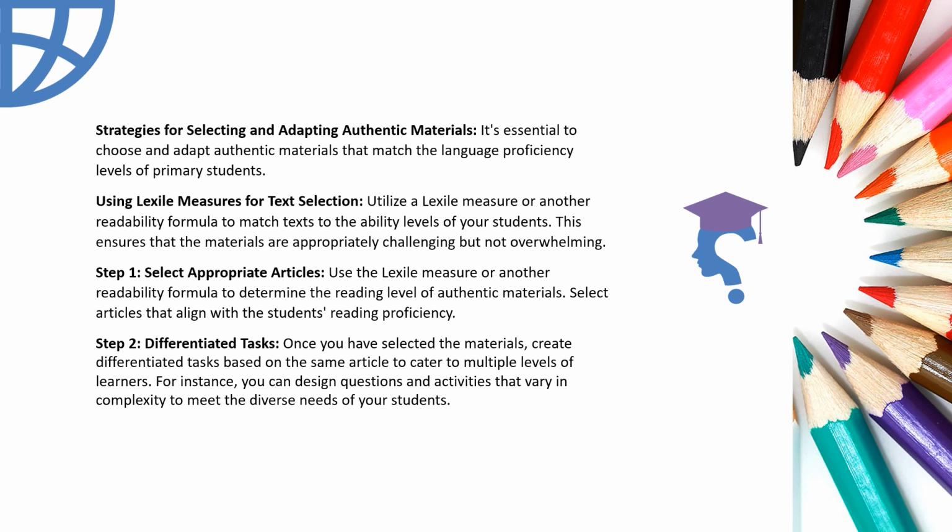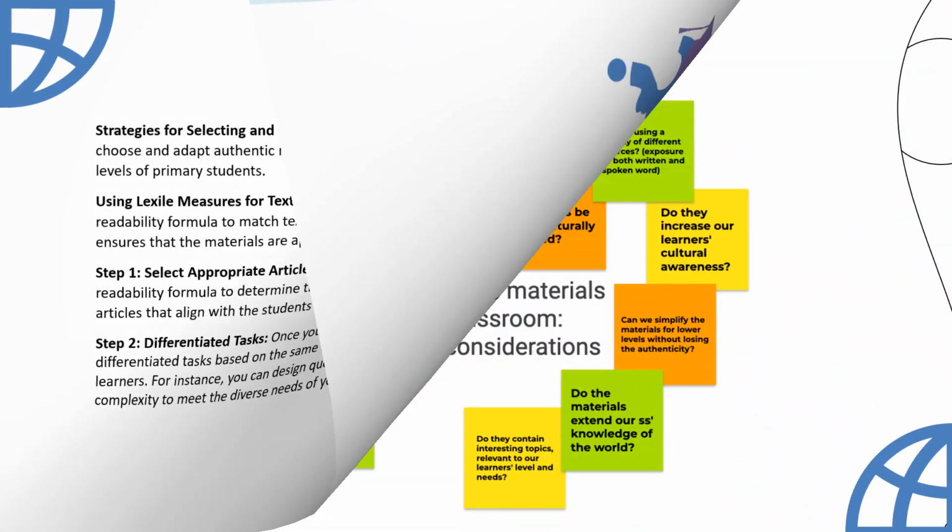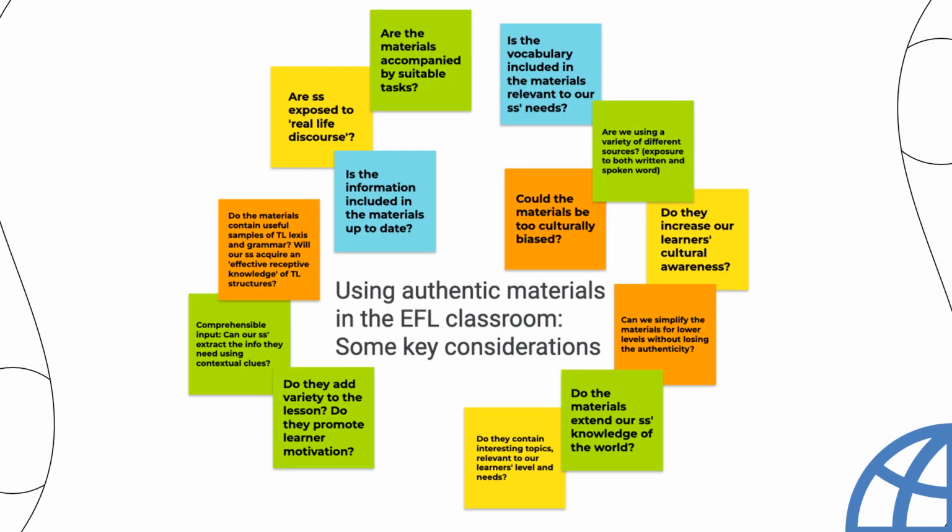In conclusion, incorporating authentic materials and real-world contexts into language learning for primary students is a pedagogically sound approach that fosters practical language skills and enhances engagement. These materials bring relevance and authenticity to the learning process, making language acquisition more meaningful and enjoyable for young learners. The practical ideas and examples provided here can be immediately applied in your classroom, enriching your students' language learning experience. Here are some key considerations on using authentic materials. Examine this criteria, thinking about whether your present materials meet the criteria.